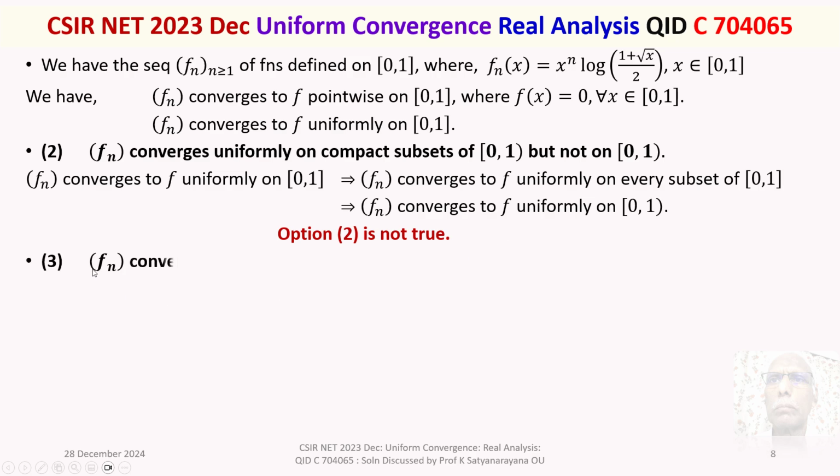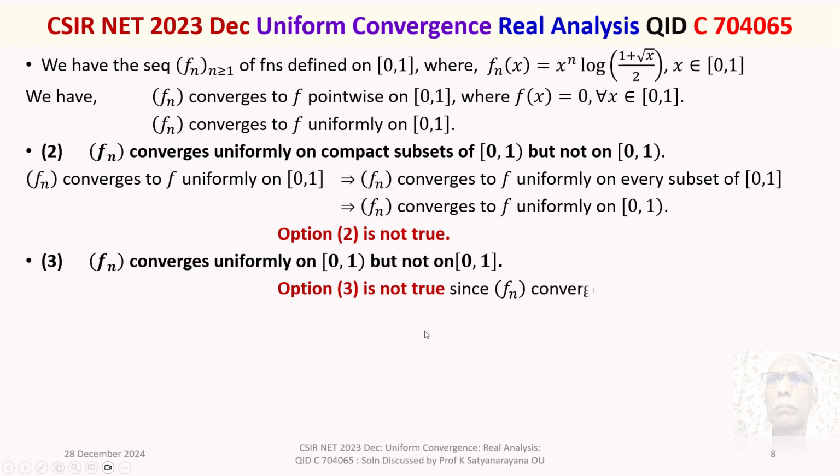Now option 3. fn converges uniformly on [0, 1) but not on the closed and bounded interval [0, 1]. But we have seen that fn converges uniformly on the closed and bounded interval [0, 1]. Therefore, option 3 is not true. So the answer to this question is options 1 and 4.